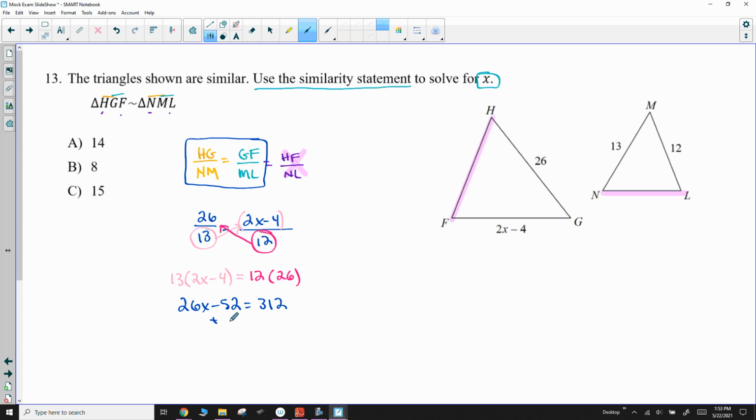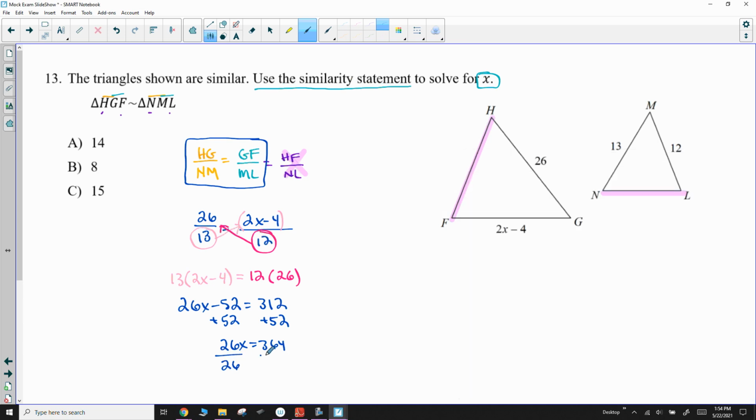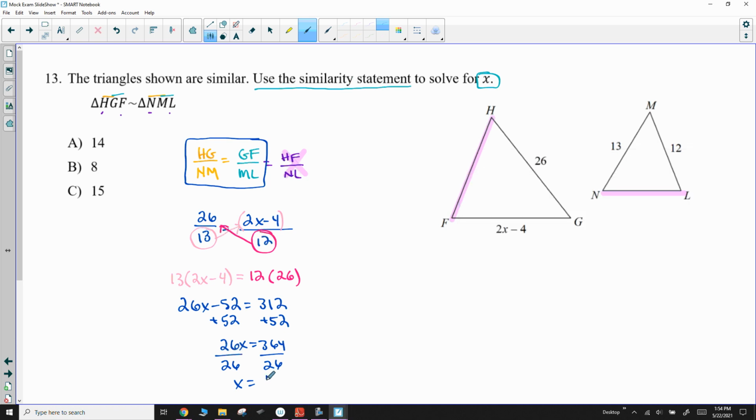312. I need to add 52 to both sides. 26x is equal to 364. I am going to go to my calculator because I need to do 26 divided by 26 on both sides. So 364 divided by 26 is equal to 14. 14. We're only solving for x. 14 is one of my options.